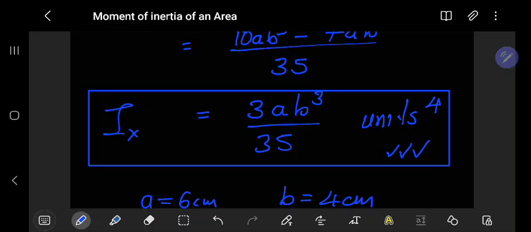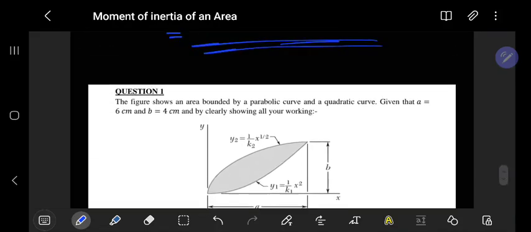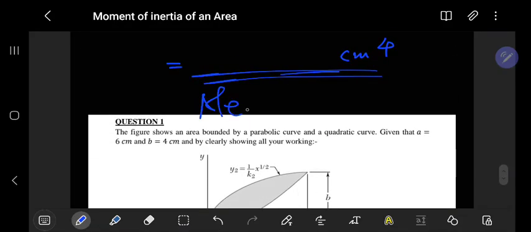Okay, now let's show you another method that you could have used, which is going to be very handy when you're dealing with composite structures or composite areas. Now, let's look at the same question, but now we want to use a second method. So let's say this is method 2.